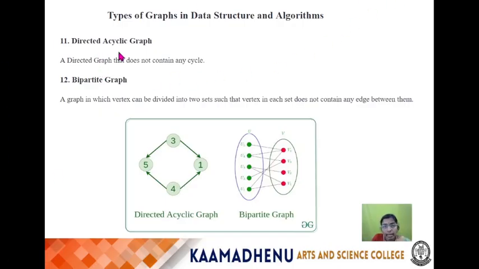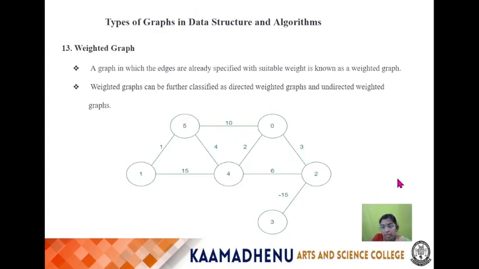Next one is directed acyclic graph. A directed graph that does not contain any cycle. Then bipartite graph, a graph in which vertices can be divided into two sets such that the vertices in each set do not contain any edge between them. So this is the representation of these graphs.